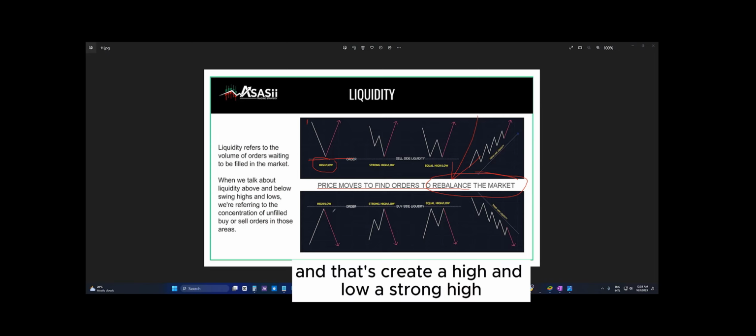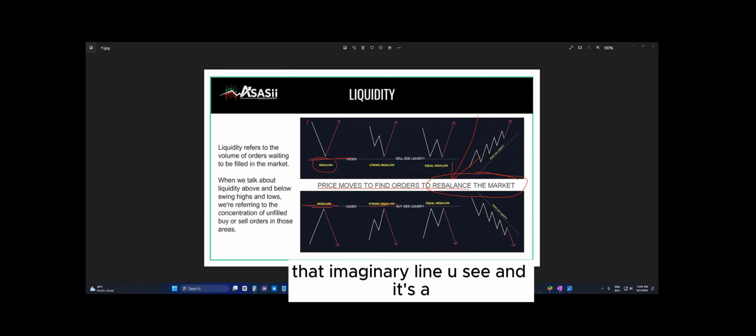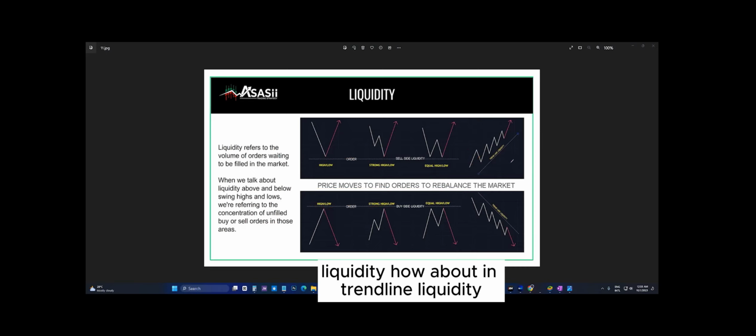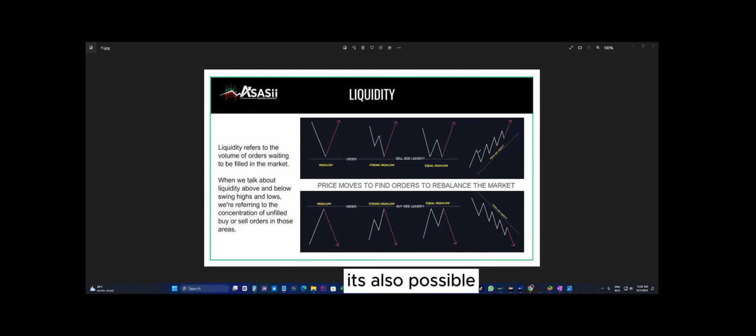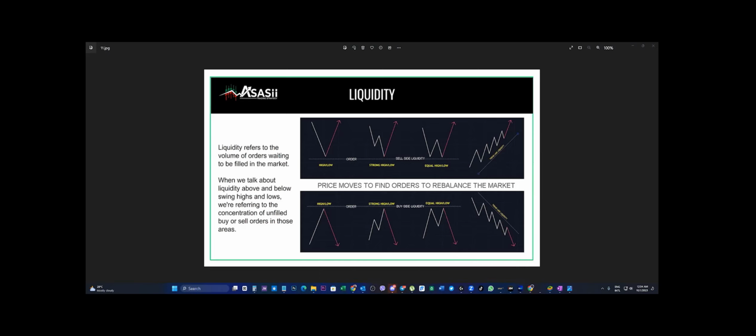And that creates a high and low, a strong high, or an equal low, and it is called liquidity. The imaginary line that you see there, it's a liquidity. How about in a trend line liquidity? It's possible too. So this one is a liquidity. This one, there is a liquidity, it's a trend line liquidity. But we will not focus on the trend line itself, maybe in the future.